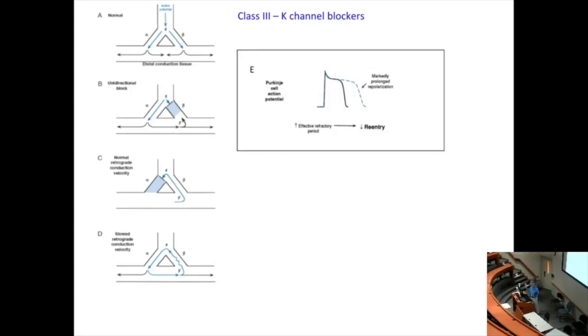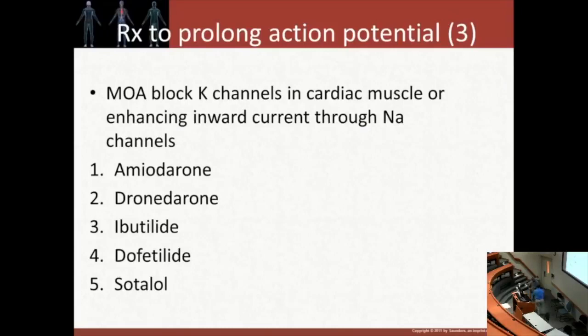That's basically, in theory, how these work, okay? So what you're doing here is you're lengthening the action potential, you're increasing the refractory period, and you're decreasing reentry, okay, in theory, all right? Back to you, sir. Thanks.